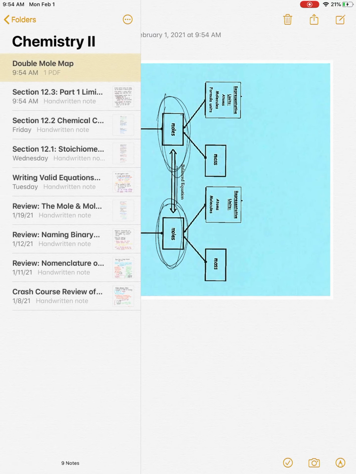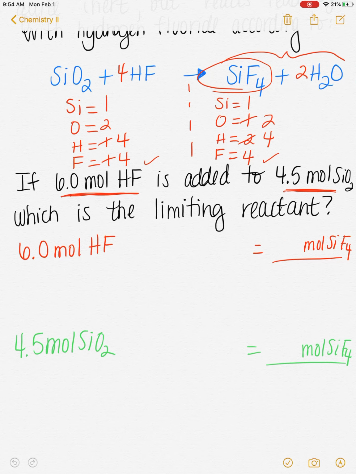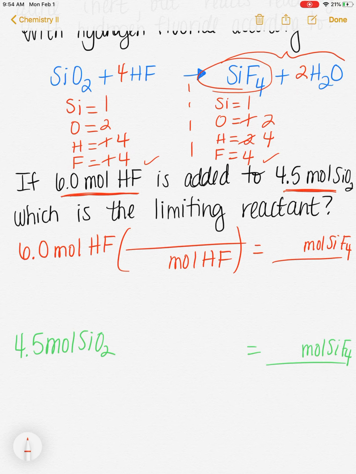So if I go back to my notes here, this has told me by looking at the mole map that I can accomplish this in one conversion step. I'm going to put moles of HF on the bottom because I want to get rid of that. And I'm going to put moles of SiF4 on top because that's what I want to go to.